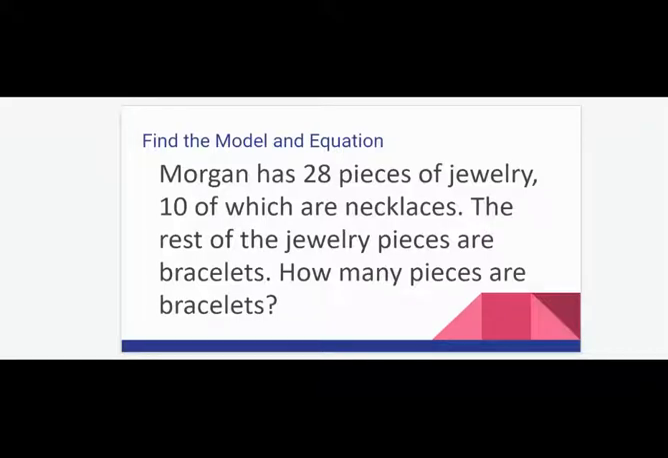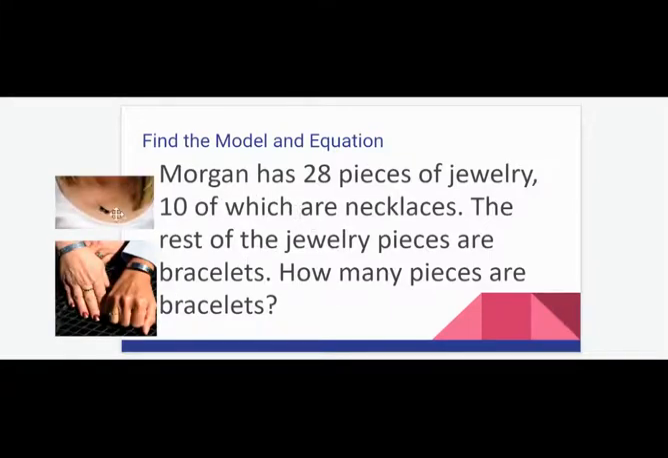Hello students! Today we're going to be finding the model and the equation for this word problem. Let's get started by reading the problem. Morgan has 28 pieces of jewelry, 10 of which are necklaces. The rest of the jewelry pieces are bracelets. How many pieces are bracelets?